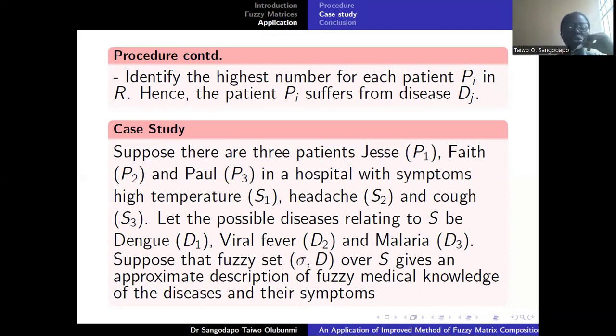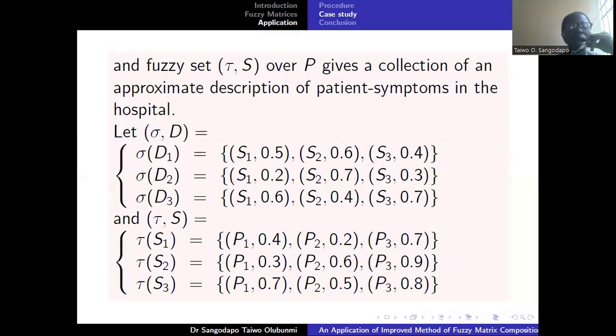Now, the case study we want to see is that we have three patients, Jesse, Faith, and Paul. They have the symptoms: high temperature, headache, and they also have cold. Now, how do we decide? How do we know which one is suffering from all this? We also have three diseases: dengue, viral fever, and malaria. Now we want to see who among these patients is suffering from each of these diseases, or none of them is suffering from these diseases. So we want to see in our application.